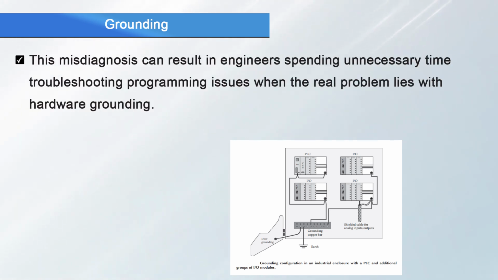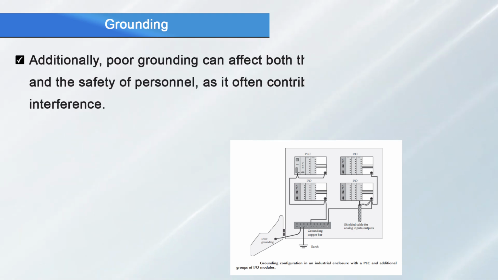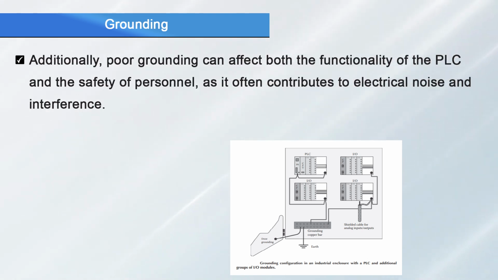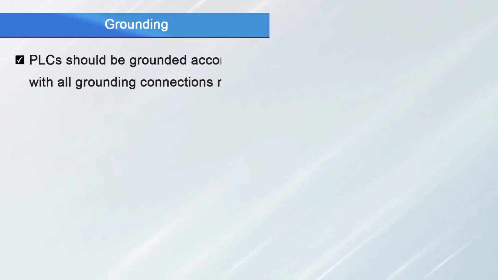This misdiagnosis can result in engineers spending unnecessary time troubleshooting the programming issues when the real problem lies with the hardware grounding. Additionally, the inadequate and the poor grounding can affect both the functionality of the PLC and also the safety of the personnel, as it often contributes to electrical noise and the interference. To avoid these grounding problems, it is very crucial to follow the specific grounding guidelines.